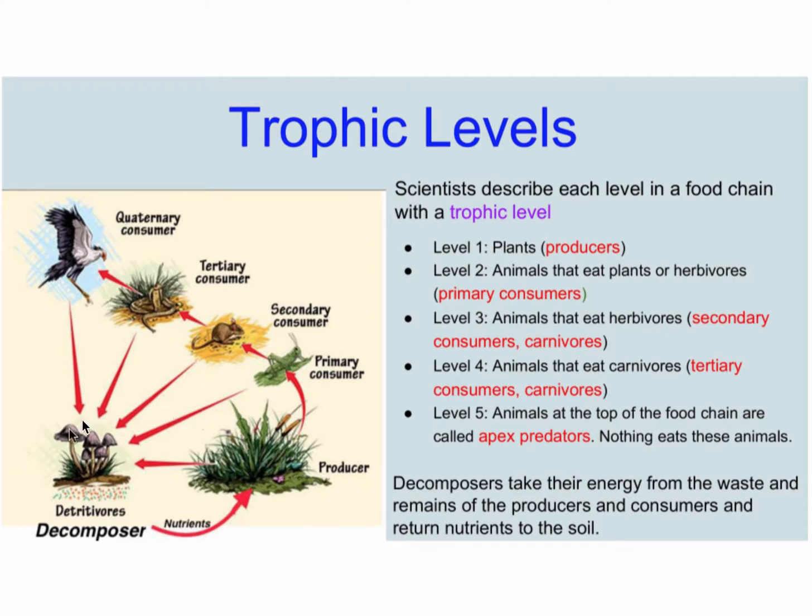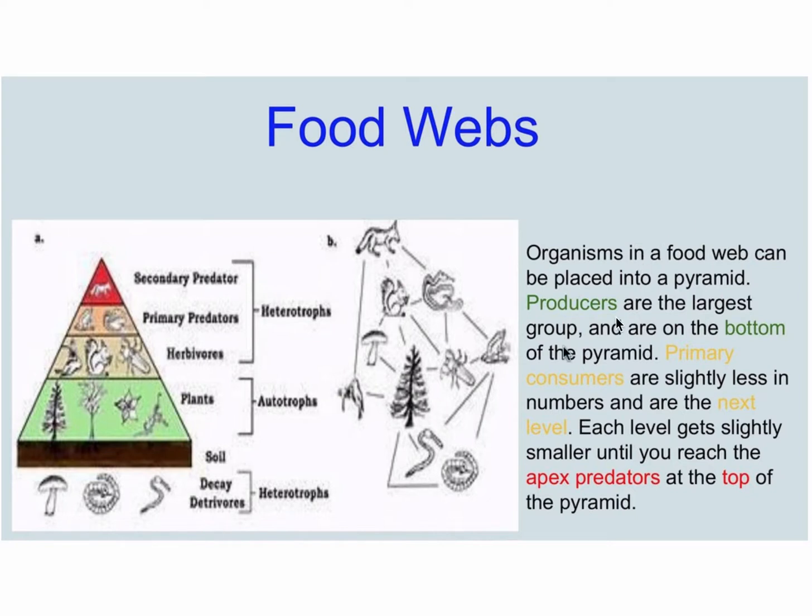Now notice in this image we have decomposers over here on the left hand side. That's because decomposers don't really care what level of consumer you are. They're going to eat you anyway and break down your minerals back into the soil that the producer will use to grow.